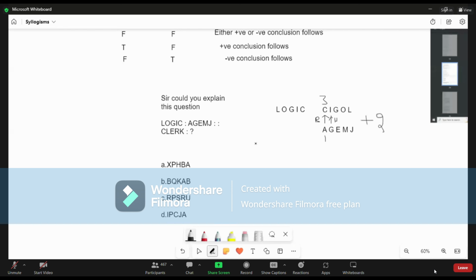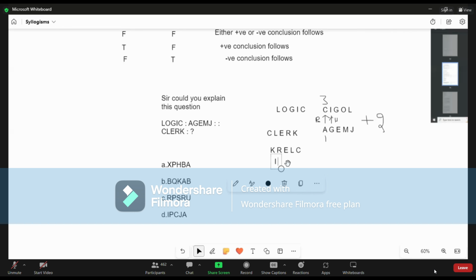So now you're first going to take CLERK. We'll first reverse it from CLERK to KRELC. Now from this to the final answer, what do we have to do? We have to do minus 2. Actually, from bottom to the top, we are checking plus 2, so we have to subtract 2. So what will be the term before K?